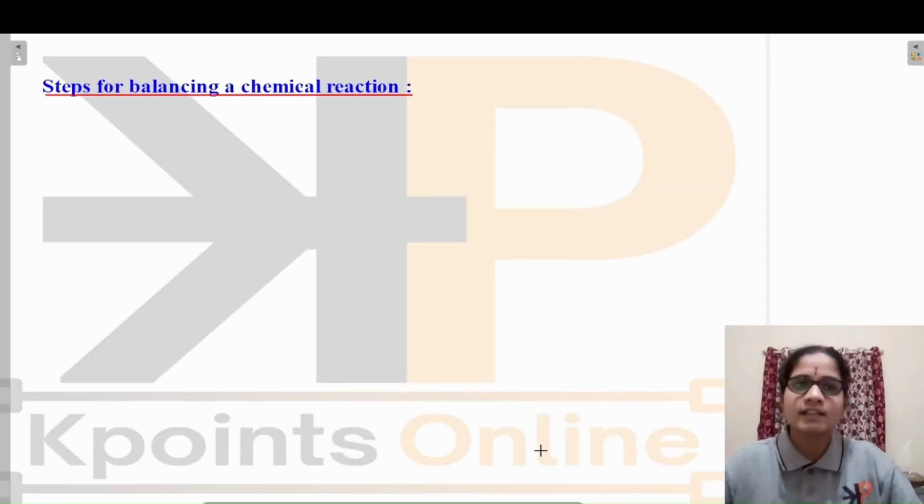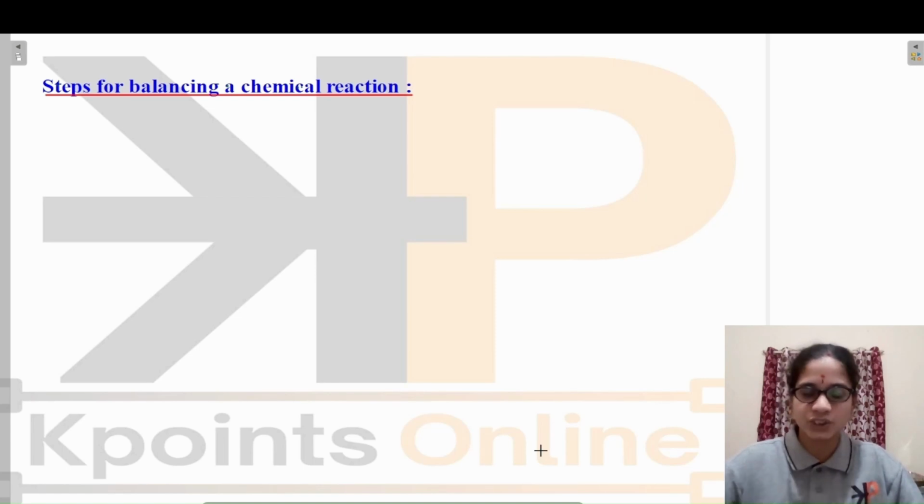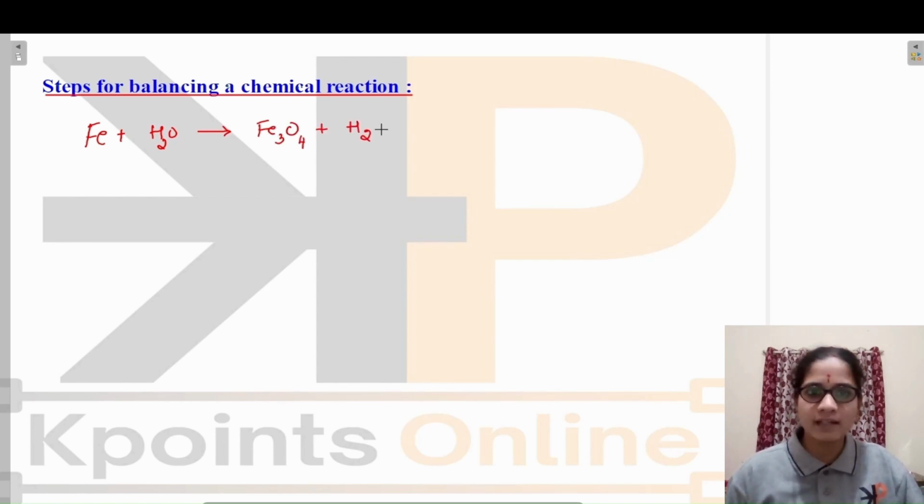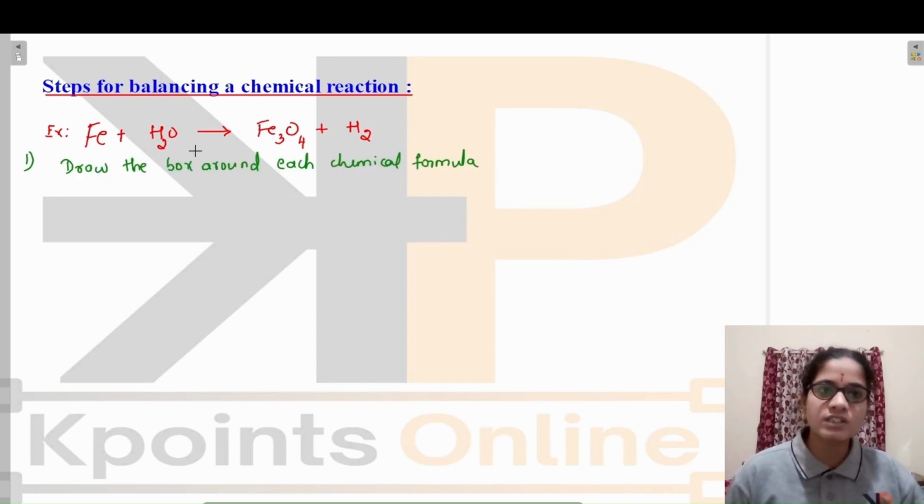Now let us see the steps for balancing a chemical reaction, by taking an example: iron reacts with steam to form iron oxide plus hydrogen. This equation is not balanced, as the number of atoms on both sides is not the same. So let us balance this by following the steps. The first step is to draw boxes around each chemical formula. We need to draw the boxes because, in order to balance a chemical reaction, we will add coefficients in front of the molecules or compounds. But we are not supposed to change the subscripts. We should not alter the chemical formula of the compound. Please keep this in mind.